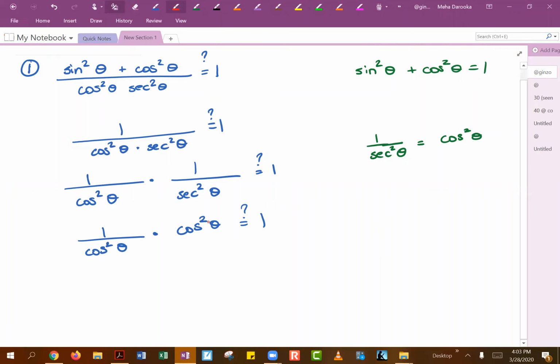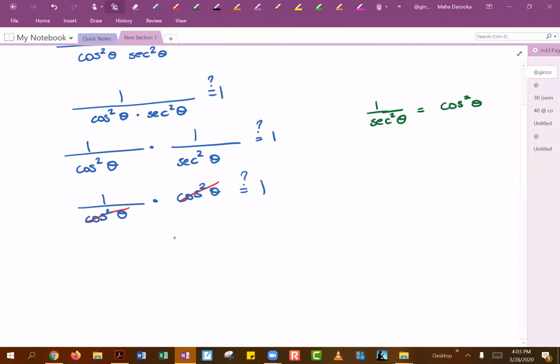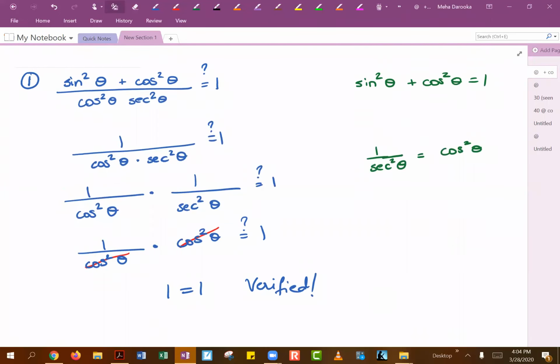So same thing here. I've got a cosine square of theta on the numerator. I've got a cosine square of theta in the denominator, so I can cancel both of them out. And as you can see, once they cancel out, I end up getting 1 equals 1. So obviously we got the same result, which means I can say this has been verified and our left-hand side is indeed equal to our right-hand side. So as you can see, each problem is going to have a different approach on how you go about solving it. So this was our problem 1 here. All right, let's go back to our notes.